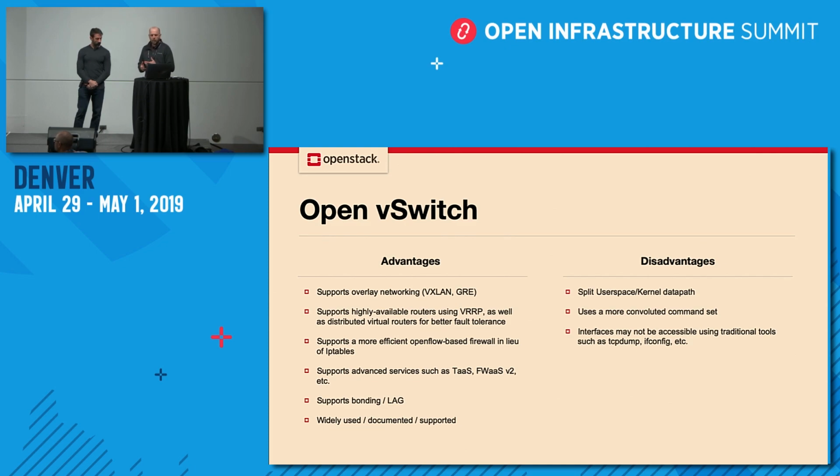Some of the disadvantages: traffic clearly isn't as accelerated as it could be because you're hitting both the kernel and user space data path. There's some context switching there that can result in some performance degradation. The command set, if you're not familiar with it, is a little tricky. And some of the interfaces used by Open vSwitch aren't available through standard tools. So patch interfaces, bridges, you can't perform packet captures on bridges, but you can create mirror ports and perform captures on those.